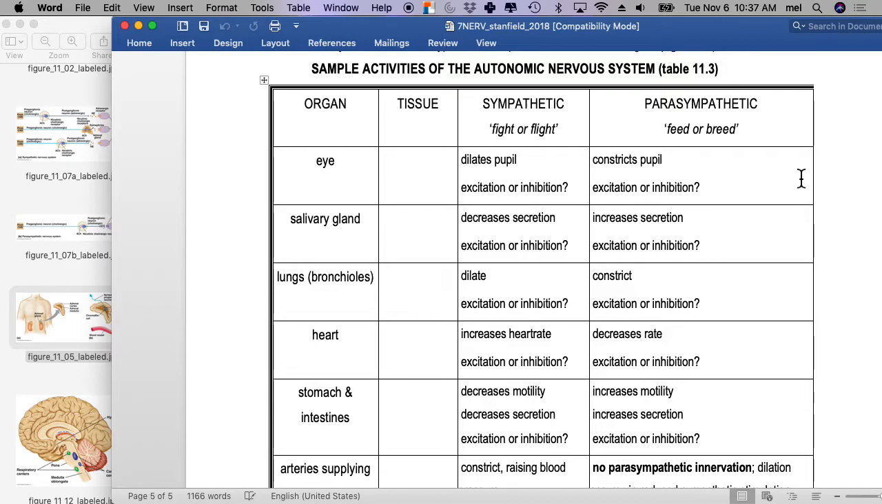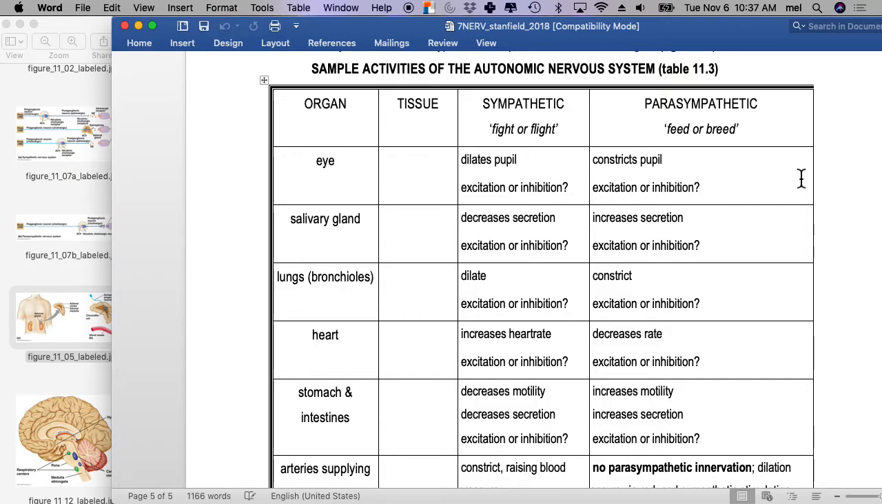Good. Okay. All right. Next one, salivary gland. What kind of tissue? A gland, yeah. It's right there in the name. The sympathetic nervous system, does it make sense to you that the sympathetic nervous system decreases salivary gland secretion? Why? Explain it. Somebody explain. Yeah, not important, not worth the money.